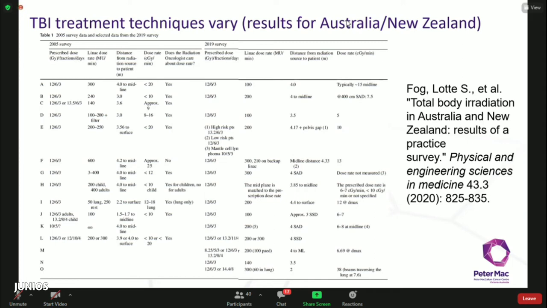And this is just within Australia and New Zealand, so this really highlights how complex this can be between centres. You might get very different treatment techniques. There are some common features. 12 Gray in 6 fractions seems to be a relatively common prescription. And although there's no agreement on the exact linac dose rate, you can see that a reduced dose rate is a common theme. Does the radiation oncologist even know the dose rate? Not at all centres, although mostly yes.